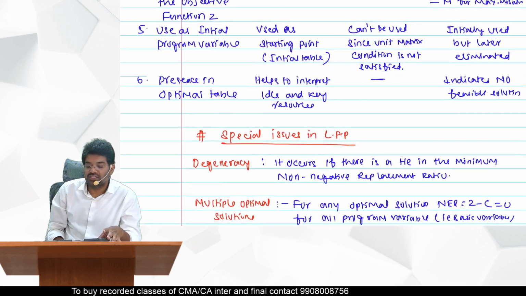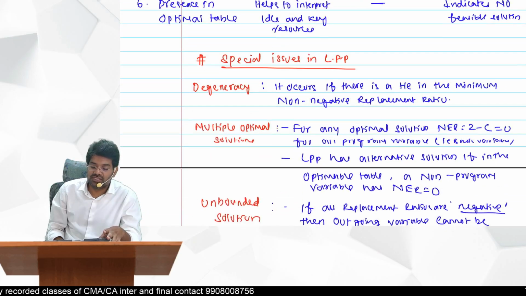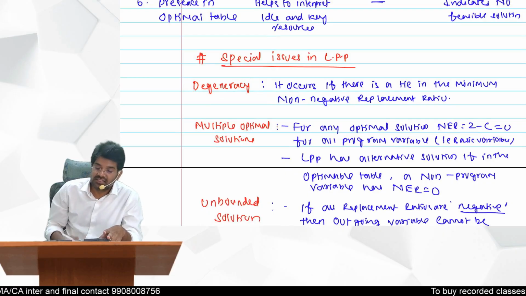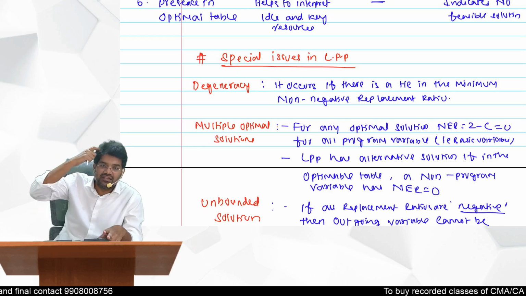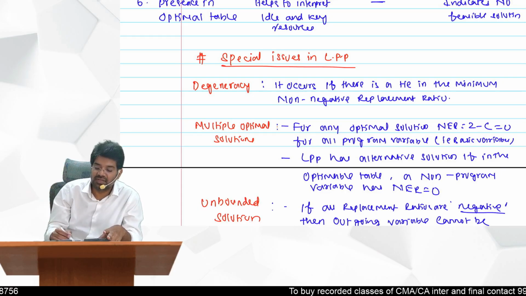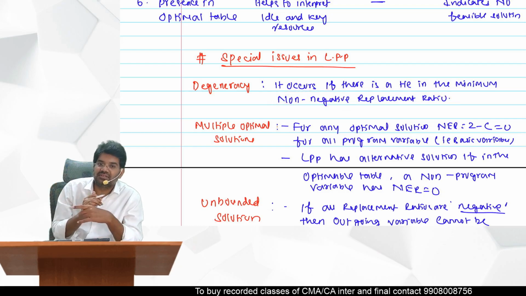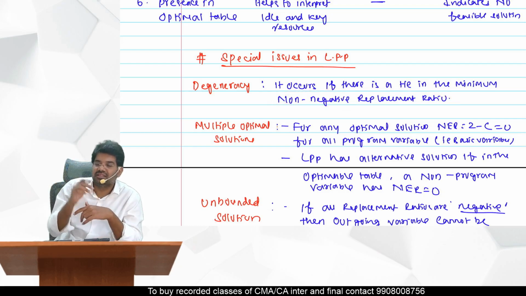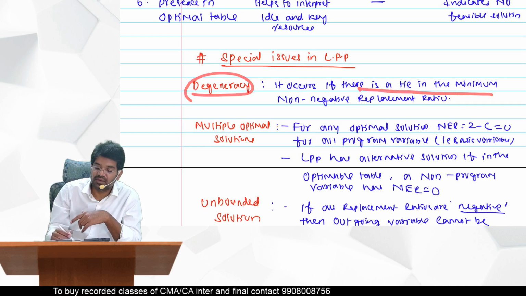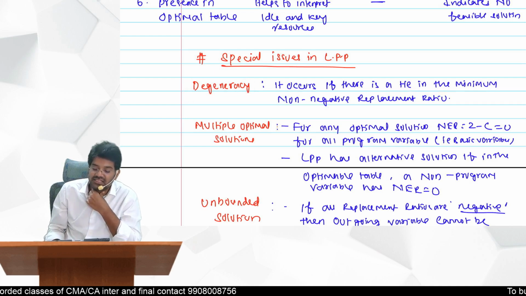Next thing is, what are the special issues in LPP? If you are aware, one special issue is the degeneracy case. What is degeneracy? When you calculate the replacement ratio, if there is a tie in the minimum non-negative replacement ratio, that situation is called degeneracy.